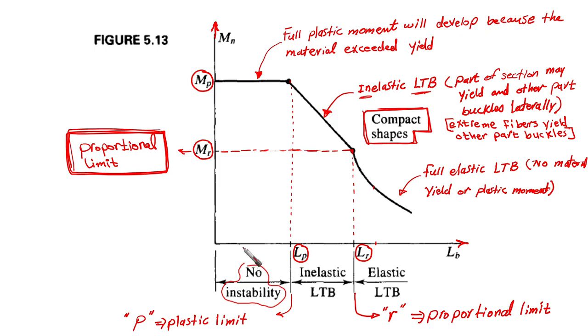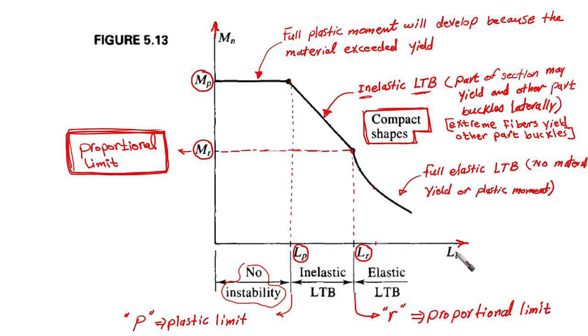There is no local buckling for the flange or web, nothing here. Full plastic moment will develop because the material exceeded yield. Already we are exceeding the yield. We are in the M plastic. No kind of local buckling would take place here. Okay? This is what we call the compact shape.